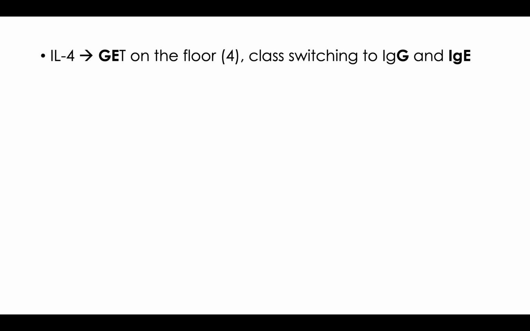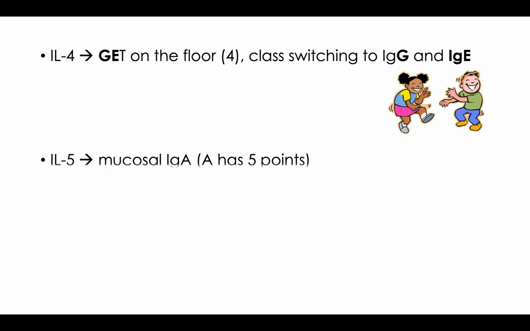Next we have IL-4, and I always say you get on the floor for 4, because 4 and floor seem to show up a lot as mnemonics in First Aid. So if we have a mnemonic already in our head, why not add to it, right? The get is G and E for IgG and IgE. And then we got little kids dancing. So you get on the floor, you're dancing, right? And the T in get can help you because IL-4 will activate or help in the Th2 T cell activations, which we'll get to in the next video.